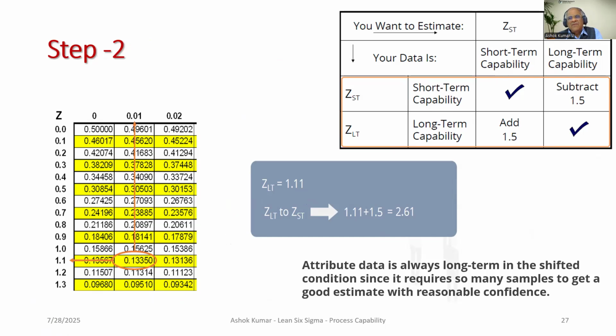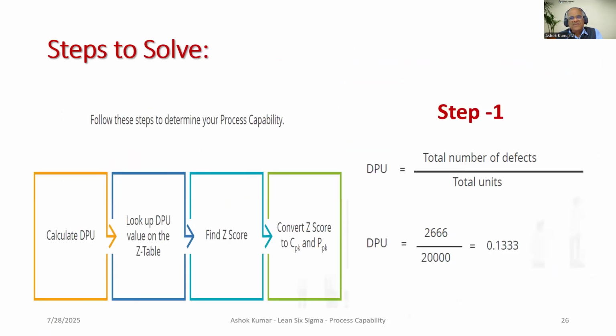So if you were to convert it into the short term, ZLT to ZST, then you have to add 1.5, ZLT to ZST. So 1.11 plus 1.5, 2.61. So you are getting a Z value of 2.61. So you are pretty much done with the third step, that is the Z score.